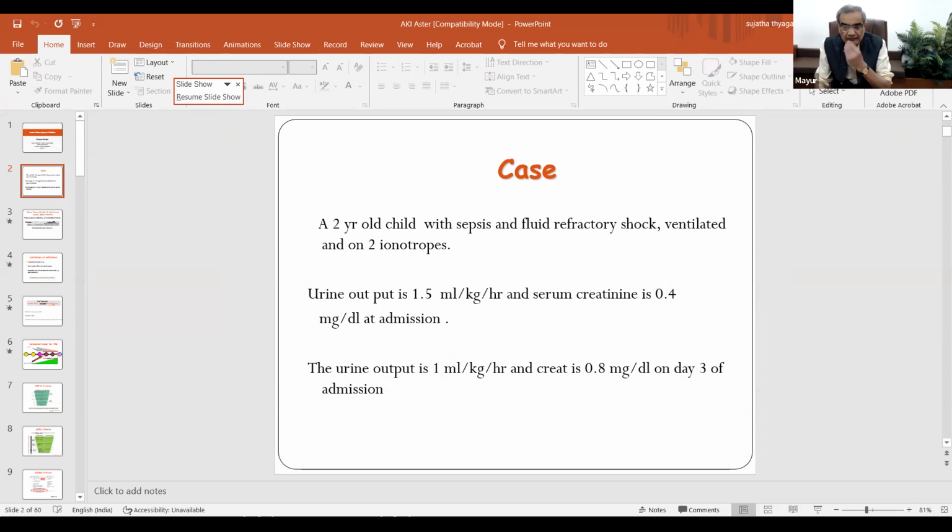So on admission, output was good. It was non-oliguric and creatinine was 0.4, which is normal. This doesn't happen very often, as you know, because a lot of children come to ICU late, and you don't have a baseline which may be normal. The baseline to begin with may be abnormal. But anyway, we'll discuss that. The output on day 3 from 1.5 ml per kg per hour had dropped down to 1 ml per kg per hour, and the creatinine from 0.4 to 0.8.